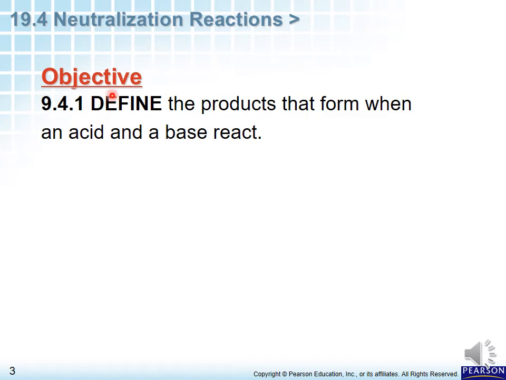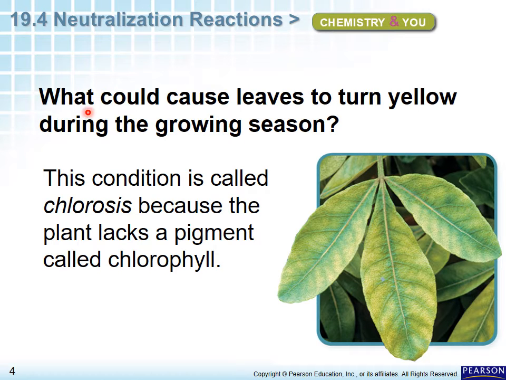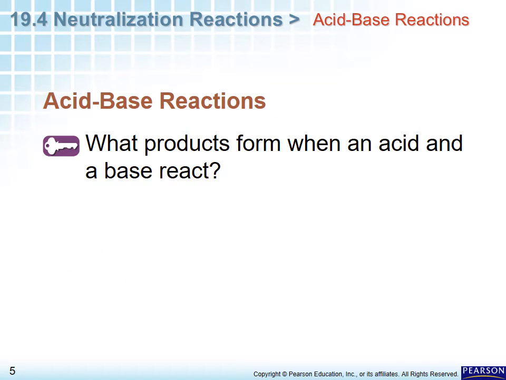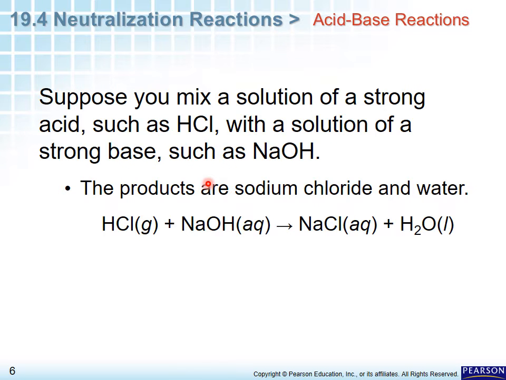For this lesson, our main objective is to define the product that forms when an acid and a base react. Think about this: what could cause a leaf to turn yellow during the growing season? This condition is called chlorosis because the plant lacks a pigment called chlorophyll. Now, acid-base reaction: what product forms when an acid and a base react?